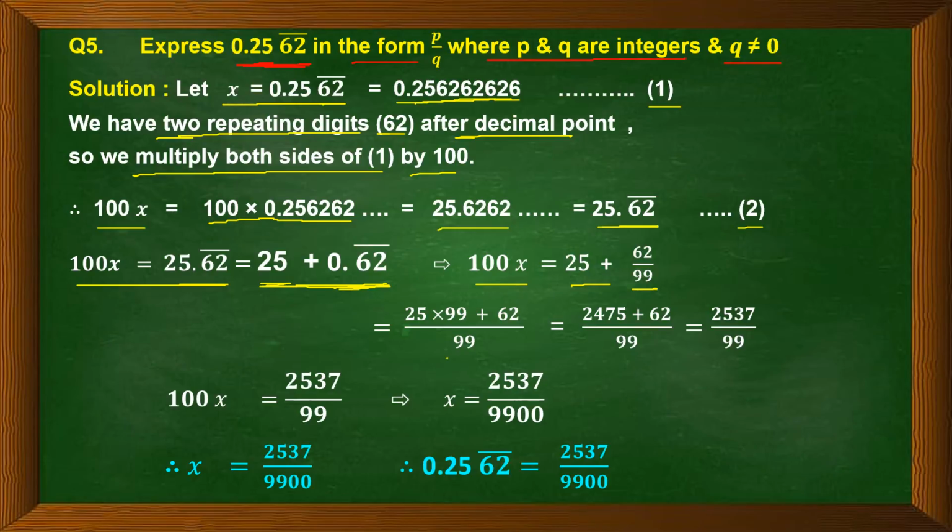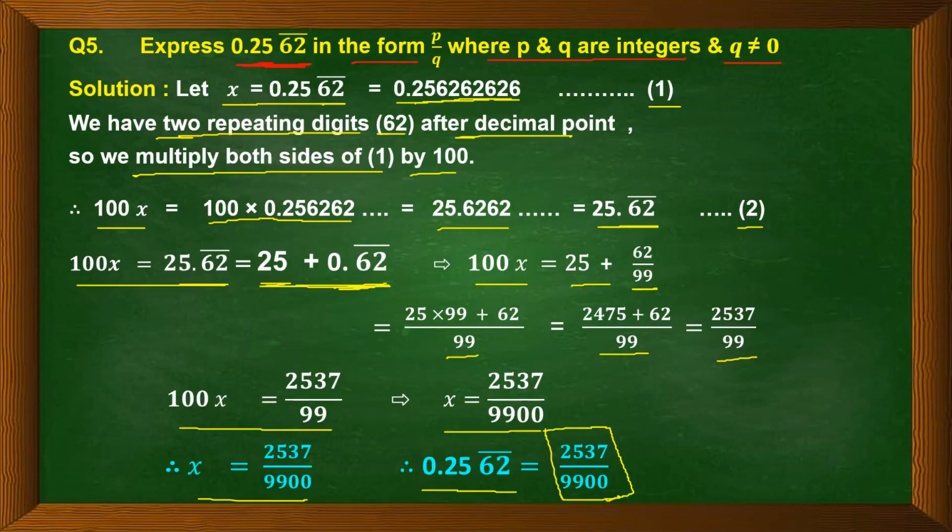Now take the LCM. 99 is the LCM. 99 into 25 plus 62, which is equal to 2475 plus 62 upon 99, which is equal to 2537 upon 99. Now further we can say 100x is equal to 2537 upon 99. So x is equal to 2537 upon 9900. Just cross multiply. So the value of x has come 2537 upon 9900. And what was x? x we had already assumed to be 0.2562 bar, and the p by q form is 2537 upon 9900.